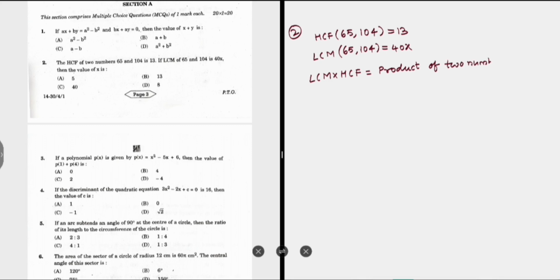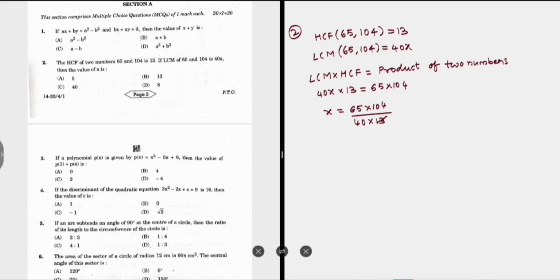So by using this formula, substitute the values. LCM is 40x into HCF is 13 is equal to product of two numbers. What are the two numbers? 65 and 104. 65 into 104. Now we want x value. So x is equal to 65 into 104. Transpose this 40 and 13 to that side, it will be divided. 40 into 13 will be in the denominator after transposing.